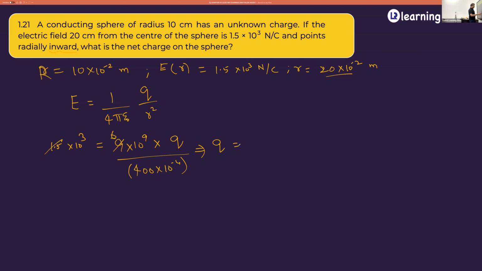Q will be equal to, observe, 400 into 10 power minus 4 is 4 into 10 power minus 2. So 4 into 10 power minus 2 will go to this side and get multiplied with 10 power 3. What you are left with is 40. So Q is equal to 40, the whole divided by 6 into 10 power 9. Can I write this as 4 by 6 into 10 power minus 8? Because this will go up as 10 power minus 9, multiplied with this 10, gives 10 power minus 8. So 4 by 6 is going to be 2 by 3, and 2 by 3 is 0.67 into 10 power minus 8. This is going to be the answer. This is the charge that is present on the sphere.